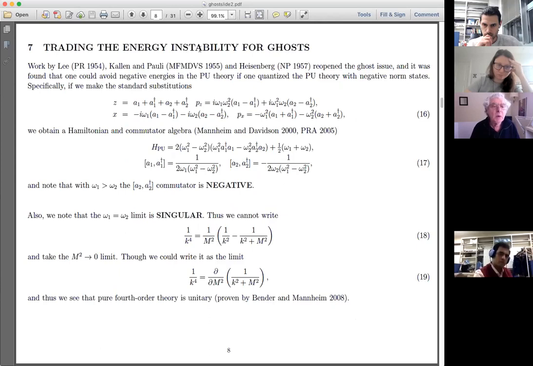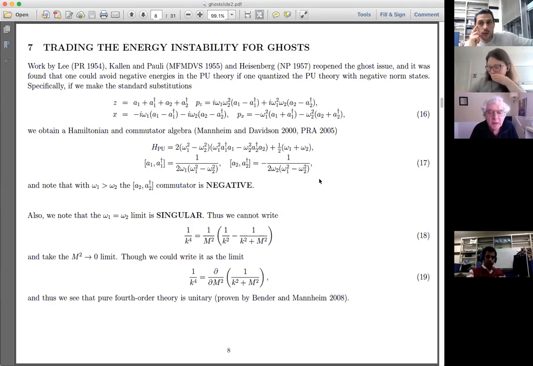Okay. Now, Lee and Wick and Pauli and Heisenberg realized that you could trade away the Ostrogradsky singularity by having negative norm states. To see how that is, I just introduced z, pz, x, and px. I introduced two sets of oscillators, A1 and A2. I calculate the Hamiltonian, and I calculate the commutators, and you see there are two minus signs. One relative minus sign in the Hamiltonian, and one minus sign in the commutator.